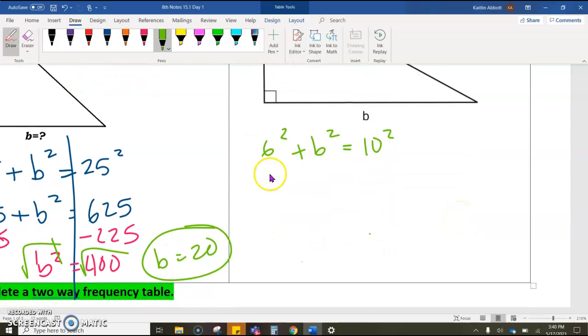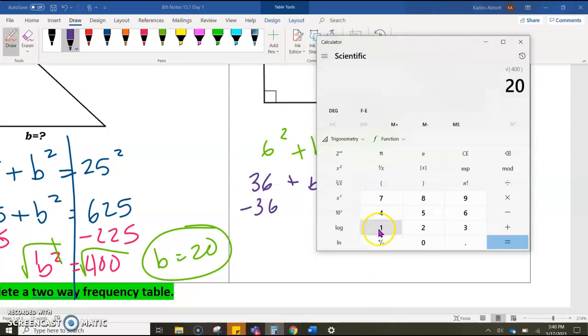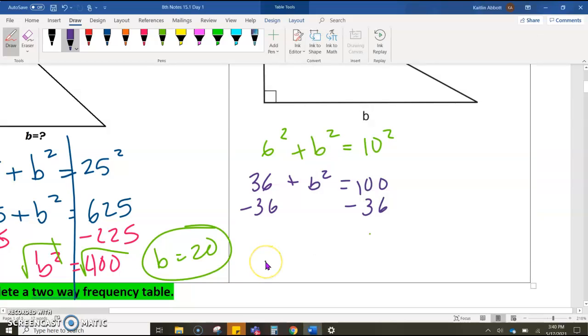Now we've got to solve these. 6 times 6 is 36, plus b squared equals 10 times 10, 100. Okay, now we've got to get b by itself, so let's get rid of this 36. We should have subtracted 36 from both sides. So now let's do 100 minus 36, 64. So b squared equals 64.